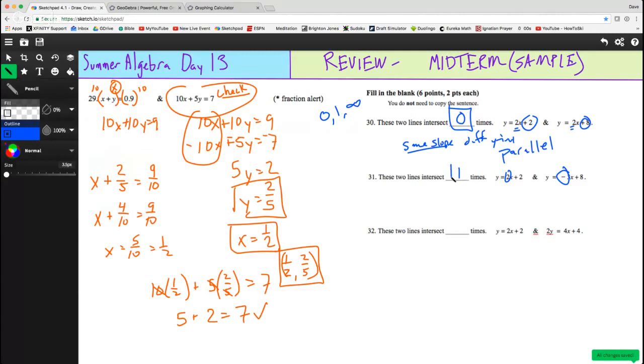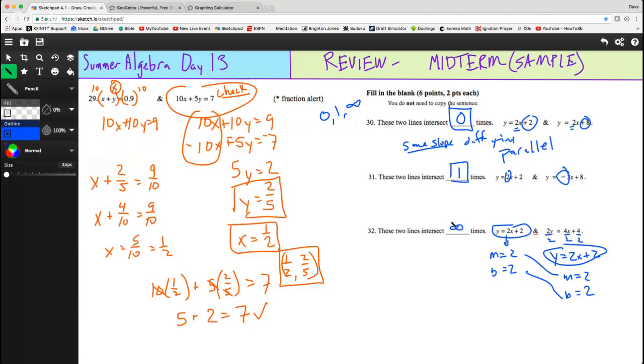So this last one, I'm betting, is going to be infinite. But let's just make sure. Well, this one's in y equals mx plus b form, so m is 2, and b is 2 also. Over here, we have to divide every term by 2, and we get y equals 2x plus 2. Well, we have the same line because they have the same equation, so they have the same slope and the same y-intercept. So these intersect infinite times because they're the same line. You could also write out infinite. Keep on going. We are making great progress here.